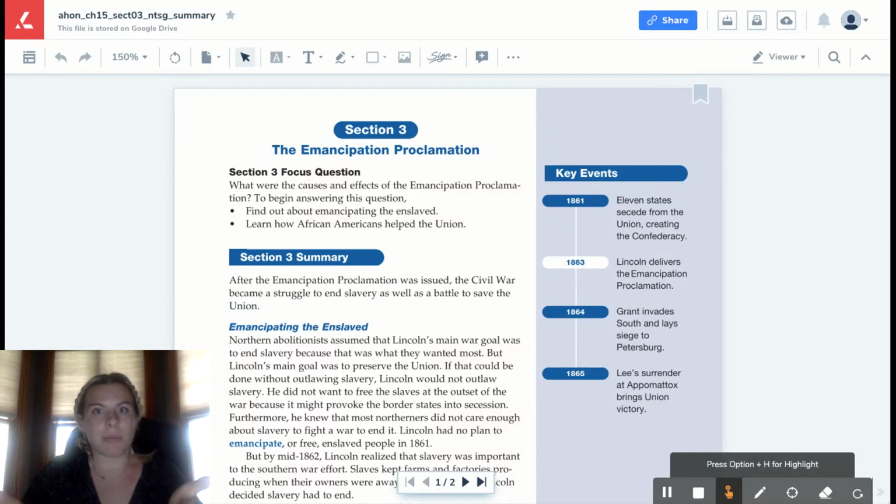Now let's get to the Emancipation Proclamation. The Emancipation Proclamation is interesting because Abe Lincoln gave a preliminary Emancipation Proclamation in which he said, on January 1st of 1863, I am going to free the slaves. He gave this proclamation a few months before that. Now, the rules that went along with the Emancipation Proclamation were that you needed to be a rebelling state.